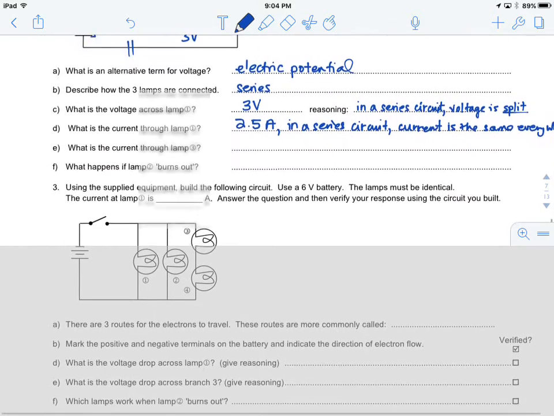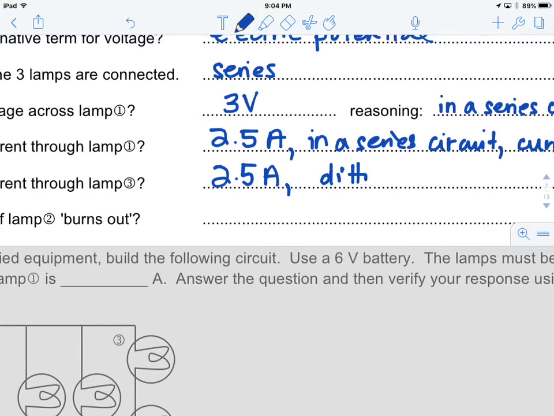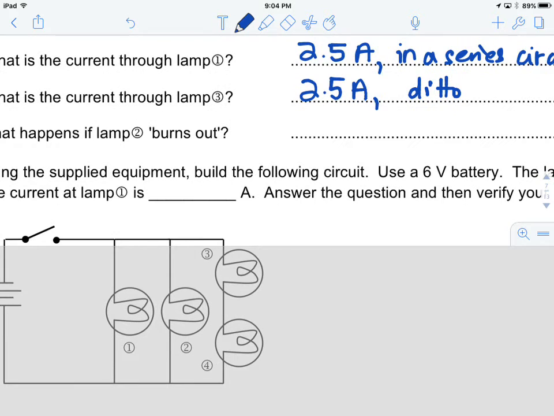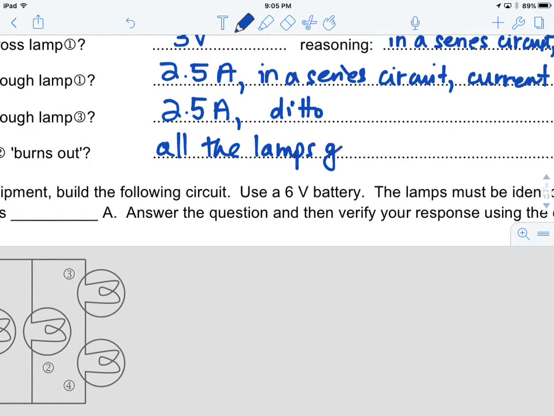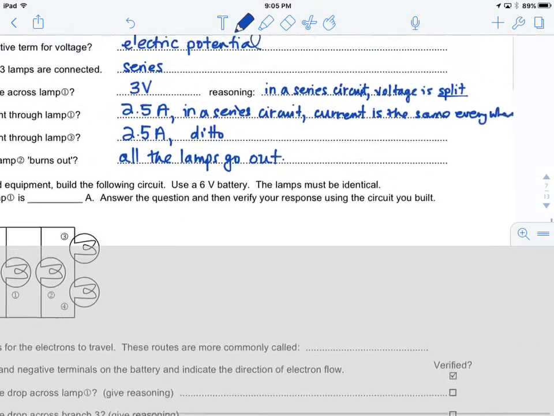What's the current through lamp 3? 2.5 amps. Why? Same reason as above. What happens if lamp 2 burns out? We know this well now because we've tested it. We actually did this experiment, and if lamp 2 burns out, all the lamps go out. In a series circuit, when one lamp goes out, they all go out. It's one of the drawbacks of wiring in series.